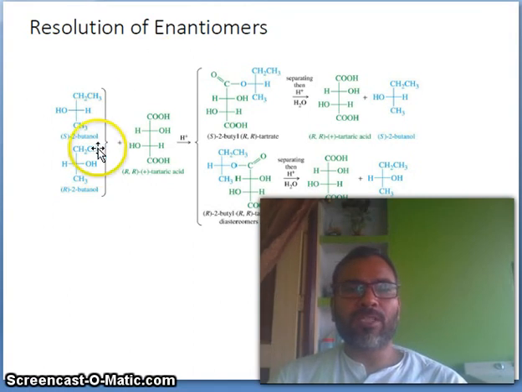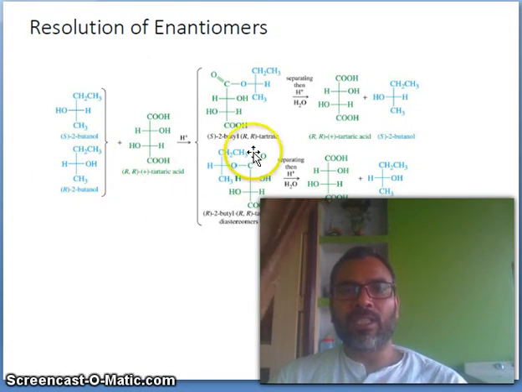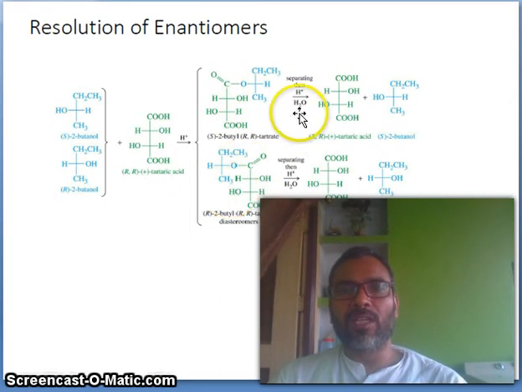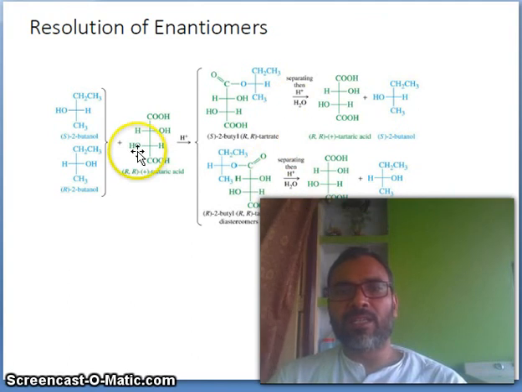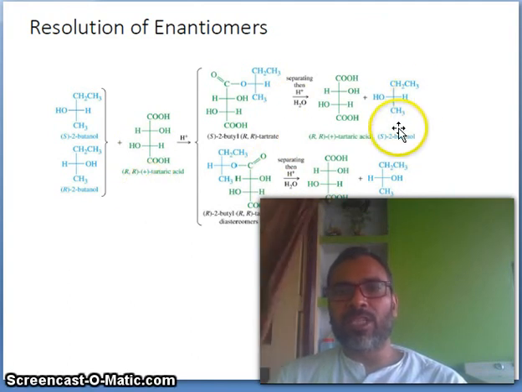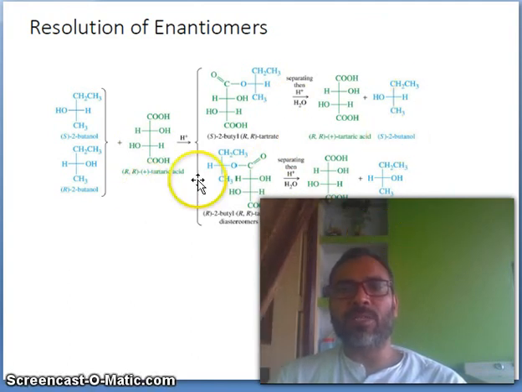Resolution of enantiomers. You have S and R. You add RR, positive tartaric acid. You will get this compound and you can get this compound. On hydrolysis, you get this compound and this compound. This is RR, this is RR. You have added this one. One enantiomer is separated from the other enantiomer. You can separate it.